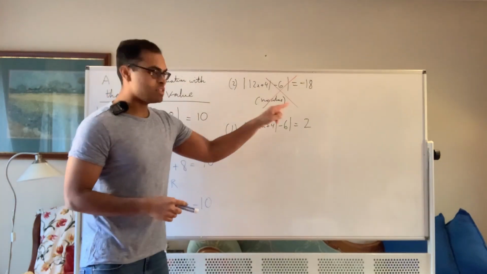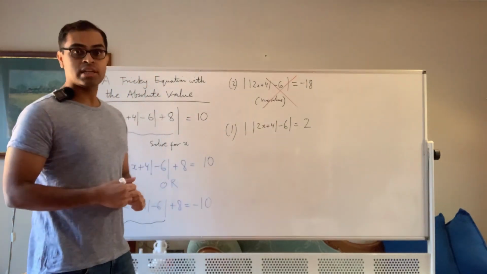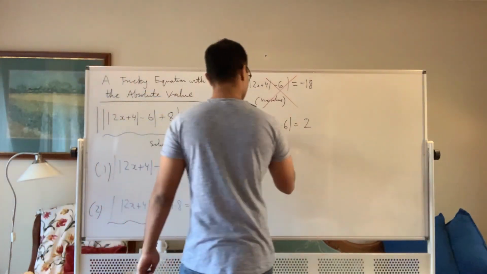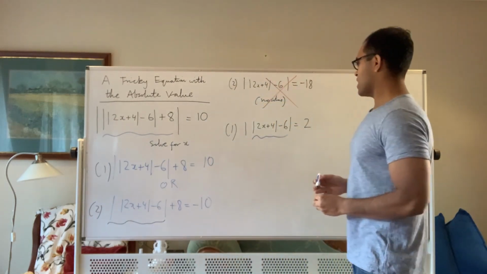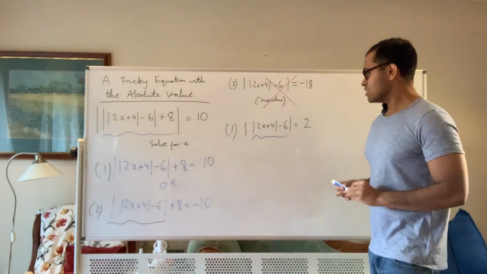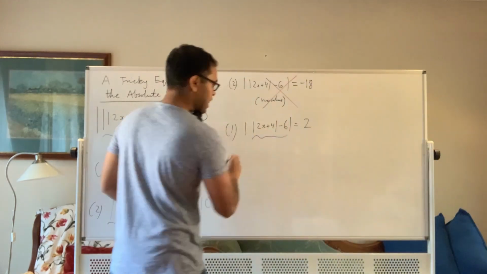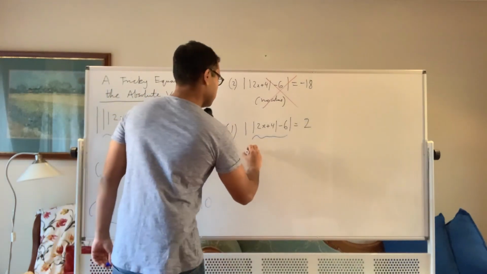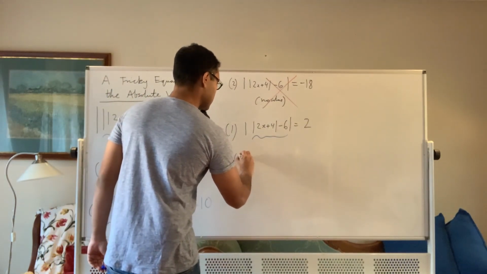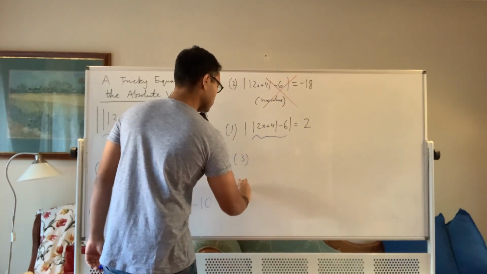So the absolute value of something is 2 means that thing is plus or minus 2. Here we know that the absolute value of this thing inside is 2. So that means this thing I've underlined in blue is plus or minus 2. So we've got two equations now. I'm going to say 3 and 4.